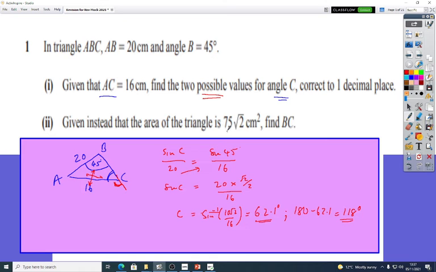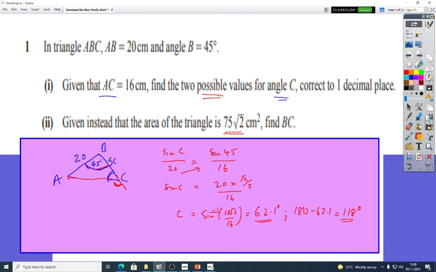Now it goes here. Instead, the area of the triangle is 75 root 2, find BC. So at the moment, let's just rub that off. Now, forget about anything else. We've been given the original details where you've got 20 and 45, and we don't know BC, so I'm going to call that X.